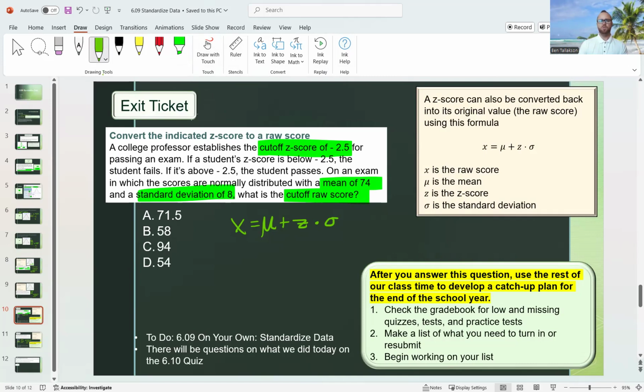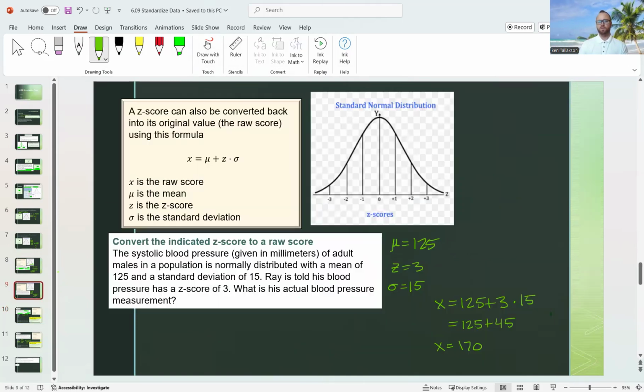Before we do, just think about this logistically. Is this professor being kind or harsh? Well, a Z-score of -2.5 is way down here. He's saying anyone who scores above that will pass. I'd say he's being generous. So now that we understand that, let's work it out.